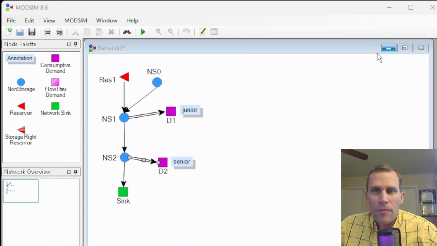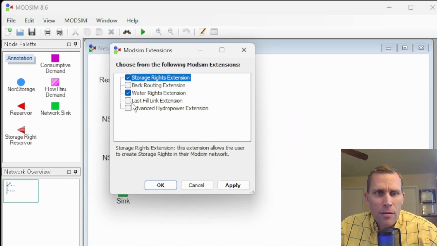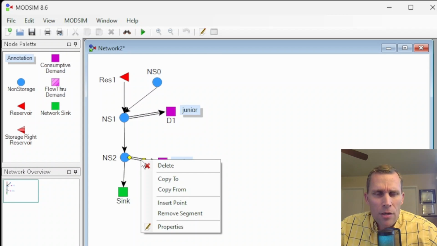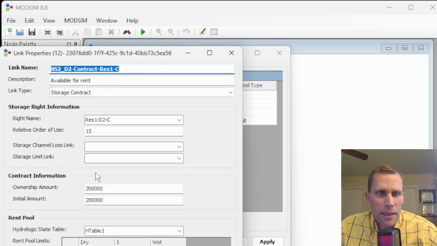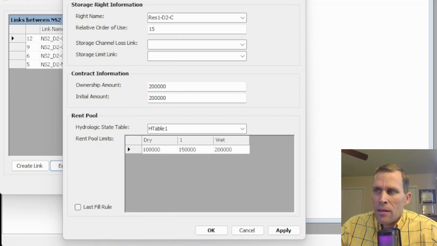One last feature that the user manual mentions in this discussion is if you go up to enable an extension right here called last fill link extension, what that's going to do is add a checkbox to the storage contract link. We go ahead and open one up here. Let's go with this and edit link. Okay, so down here near the bottom, there's this checkbox for last fill rule. This option ensures that storage for lower priority water uses gets refilled only after storage for higher priority water uses gets filled up.